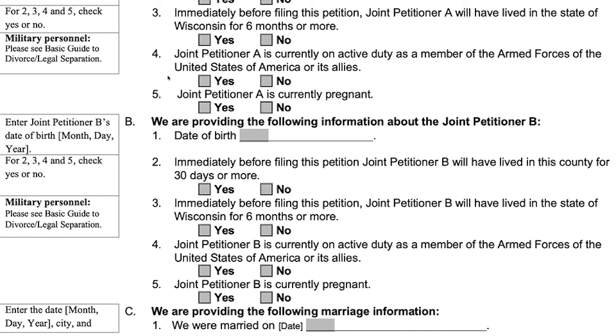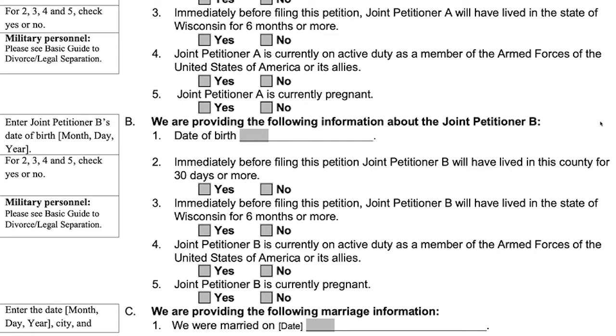Then they're going to ask question number 5, is joint petitioner A currently pregnant? The reason why is that during a marriage, paternity is typically presumed, but if the pregnancy is not with the spouse, the court needs to know about it so it can take the appropriate steps later on in the action when it comes to things like making decisions on child support, custody, or visitation, or even ordering paternity testing.